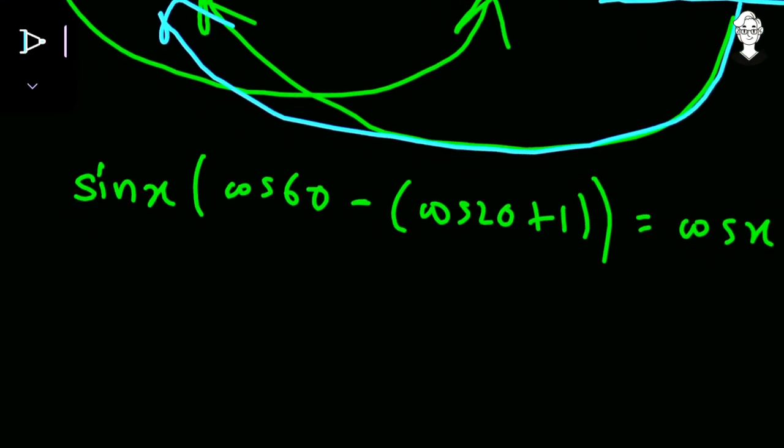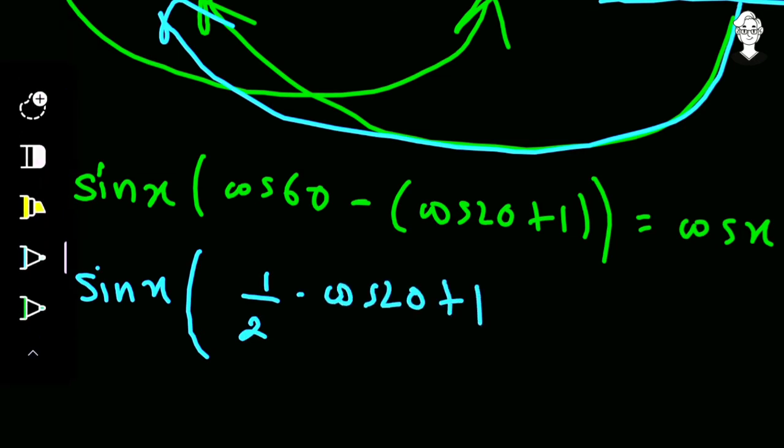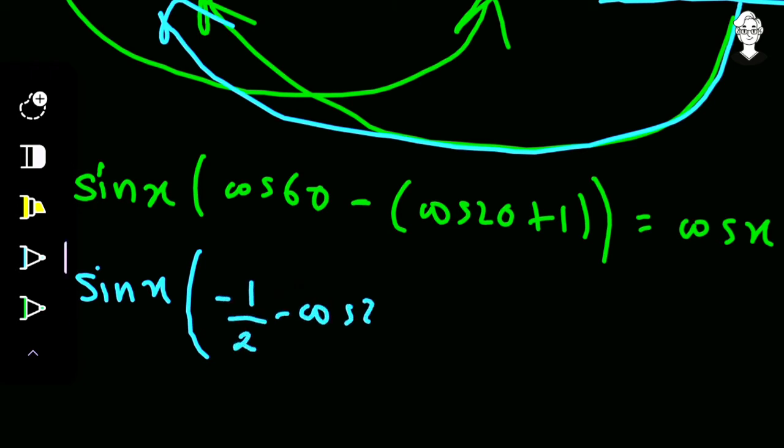So now let us have the simplification over there. So sin x as it is inside the bracket, cos 60 has a perfect value, that is 1 by 2. So 1 by 2 minus cos of 20 plus 1. So not plus 1, it would be minus 1 because it's negative outside the bracket. Now 1 by 2 minus 1 is negative 1 by 2, yes.